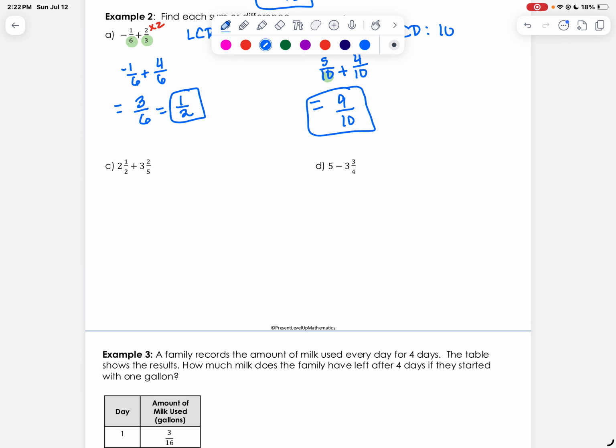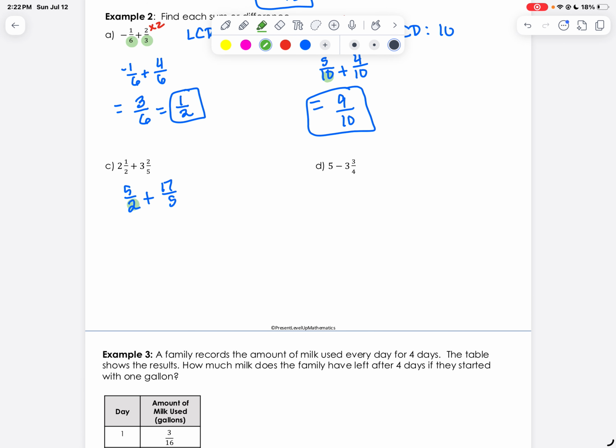Now, before we can get a common denominator on problem C, we're going to have to turn these into improper fractions. So 2 and 1/2, I'd say 2 times 2 is 4. 4 plus 1 is 5. That would become 5/2. And our second mixed number, 5 times 3 is 15, plus 2 is 17/5.